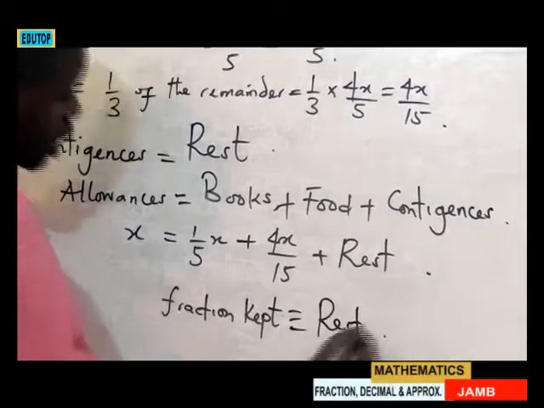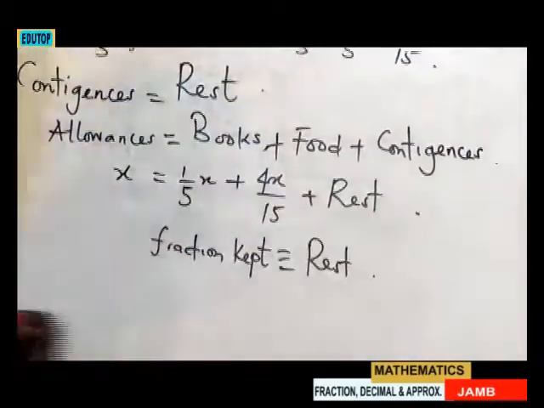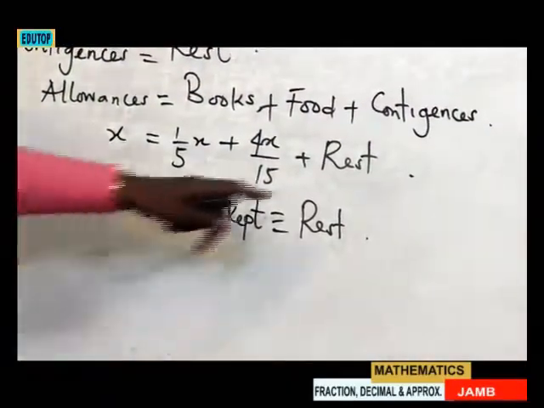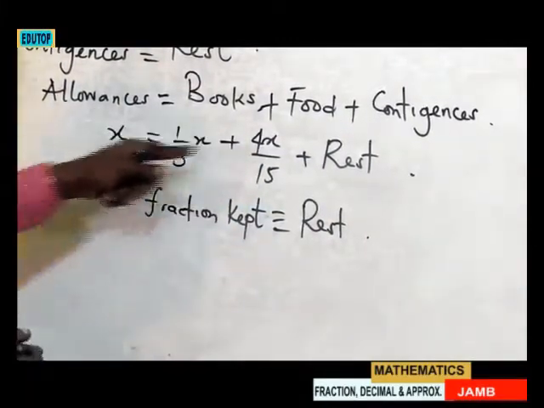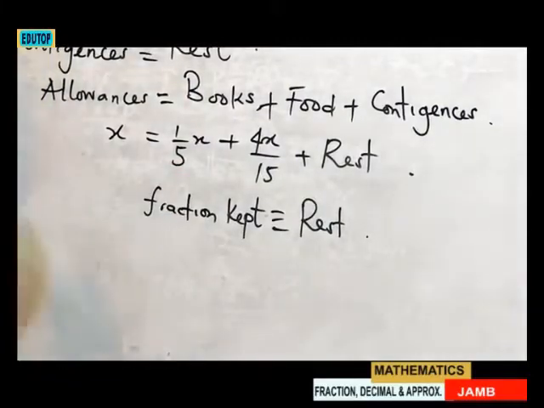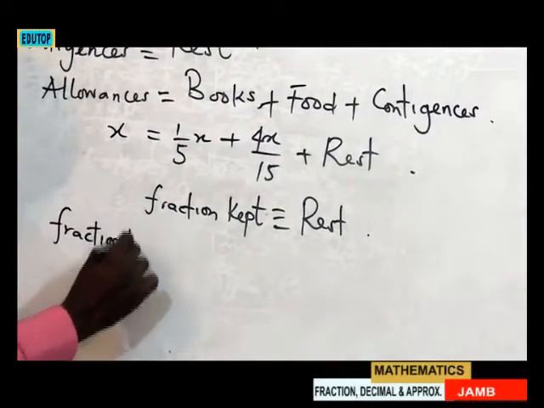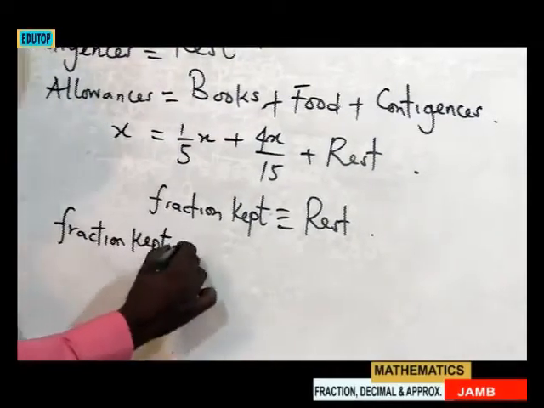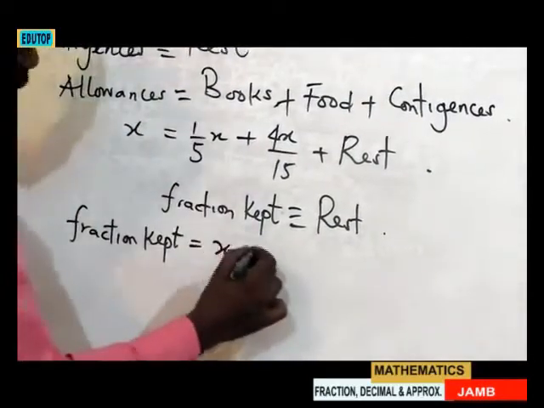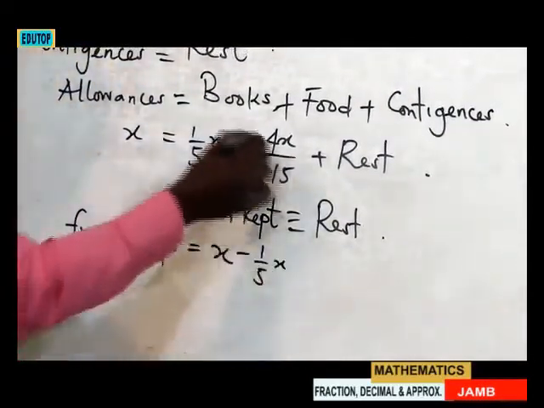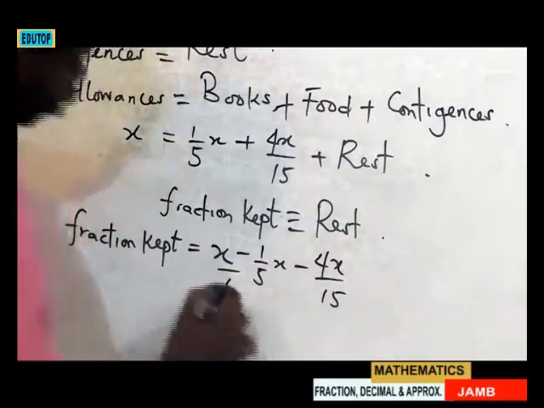The rest. So what we need to do here is to make the rest the subject of the formula. So if I want to make the rest the subject of the formula, what I need to do is to transfer this one to this side and also transfer this one to this side, so that we're left with the rest. So the rest, which is the fraction kept, will now be equals to X, that is here. This comes here, it becomes minus 1 over 5X. This one comes here, it becomes minus 4X over 15. So this is what we are going to have.